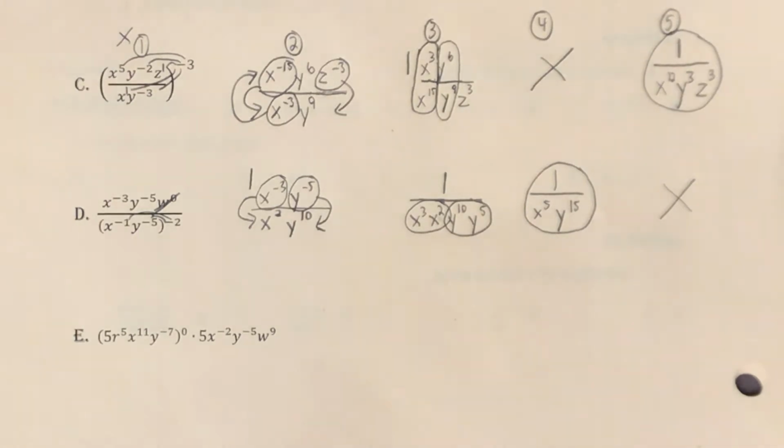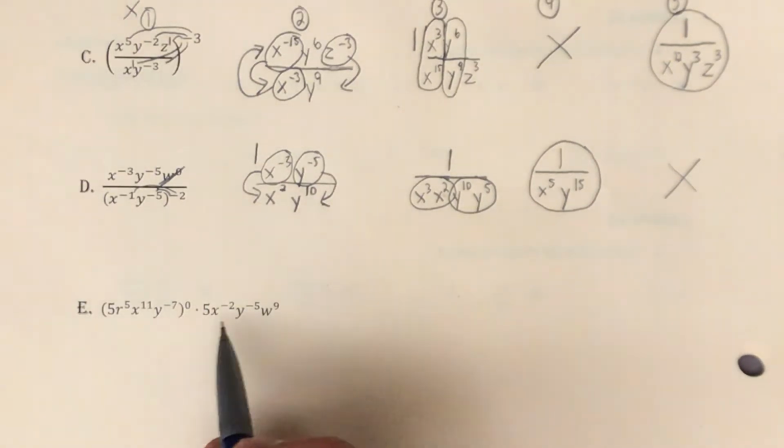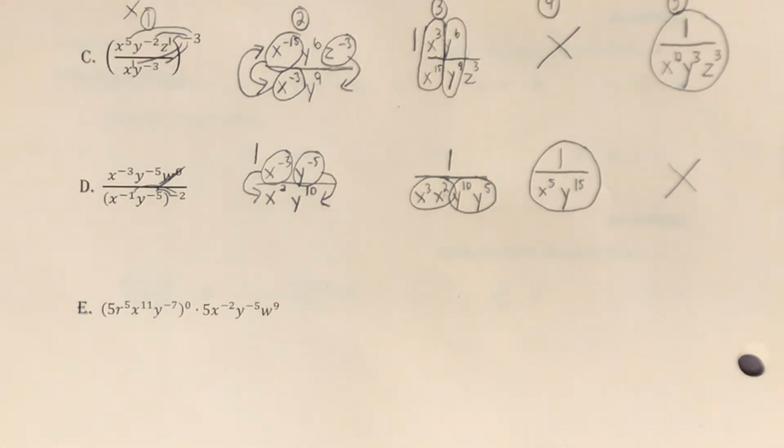All right, so let's take a look at our final example here, example E. Now this one can kind of trick people up a little bit because we've got two parts to it. We've got this multiplication symbol that is separating two parts of this exponential expression. Now how we do this is really no different than what we did before. We're going to go through our 5 steps and check each rule.